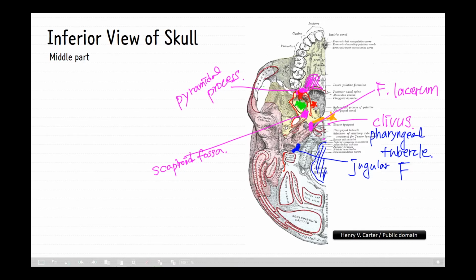Here in the medial plate's lower point, we can see the pterygoid heaviness. The pterygoid heaviness gives origin to the pterygomandibular raphe. The lateral pterygoid plate projects posterolaterally, and its lateral surface forms the medial wall of the infratemporal fossa.